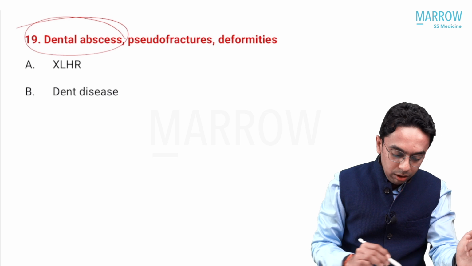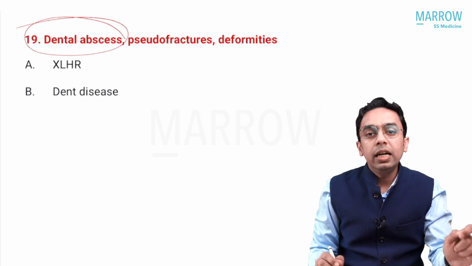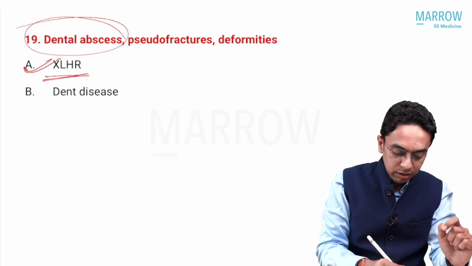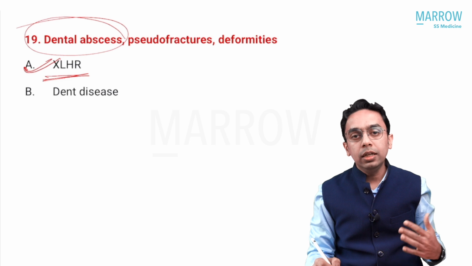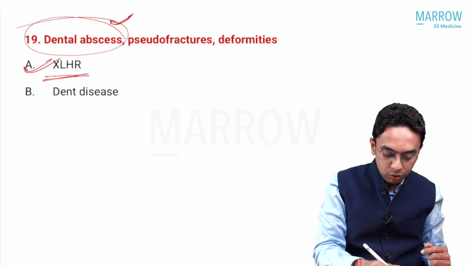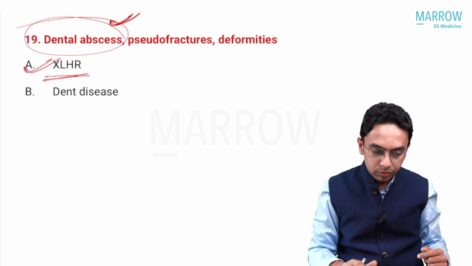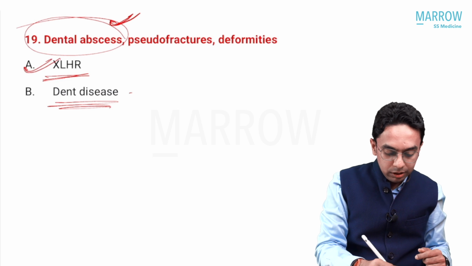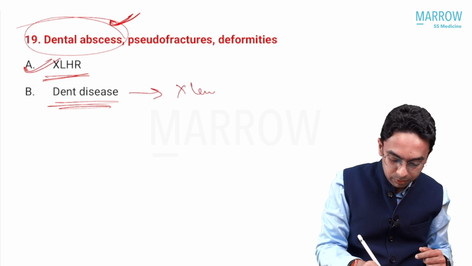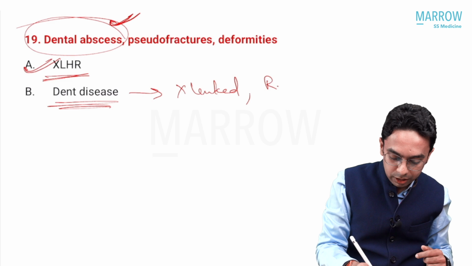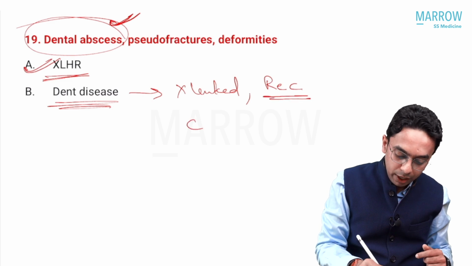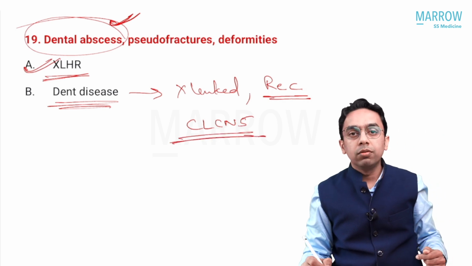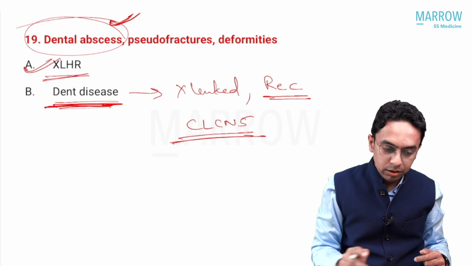Now coming to our question, if the question mentions dental abscess, then the answer is X-linked hypophosphatemic rickets, PHEX gene. That is where you see dental abscess. Okay, so this was the clue in the question. We'll talk about Dent's disease also. Dent's disease is X-linked recessive. It's a defect of the chloride channel. The gene is CLCN5. Okay, so this is Dent's disease.